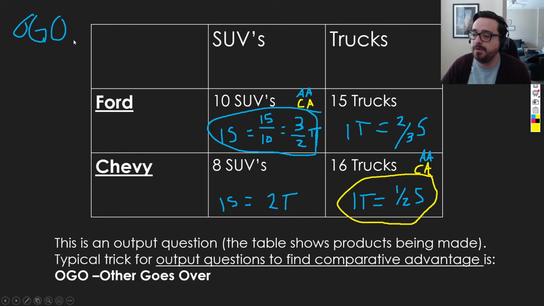So OGO is the shortcut. Yes, write the shortcut down. Trust me, you'll want to write the shortcut down. And then write what it stands for, because kids write OGO and get confused. Other goes over. I take the number from the other column, it goes over my current one.